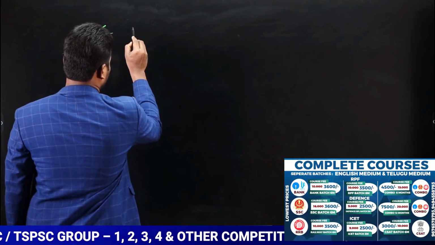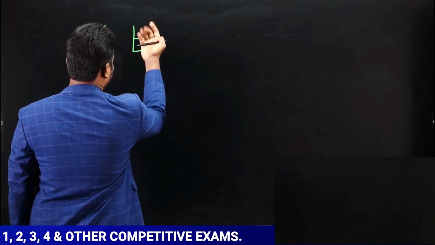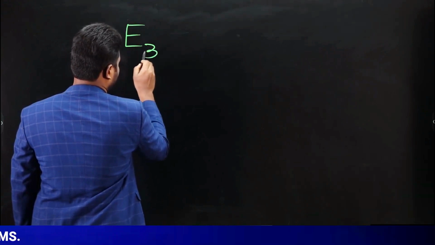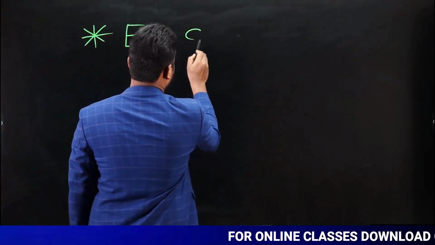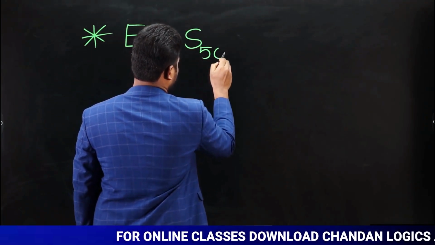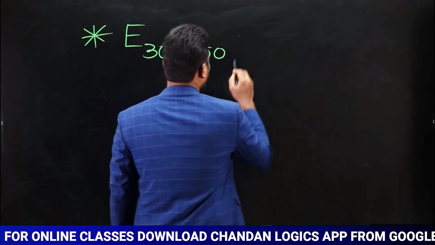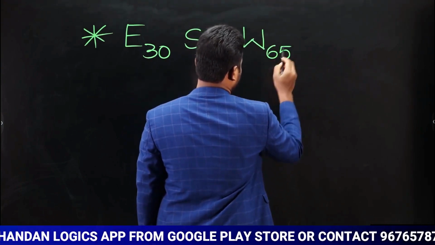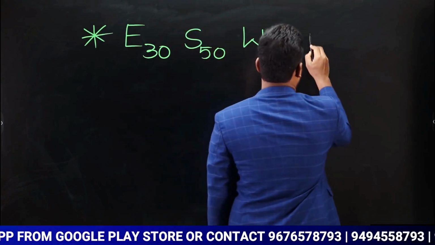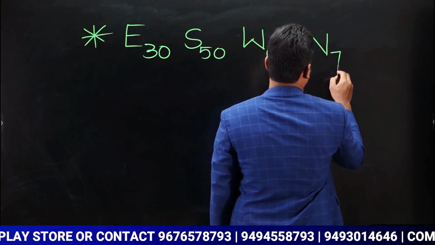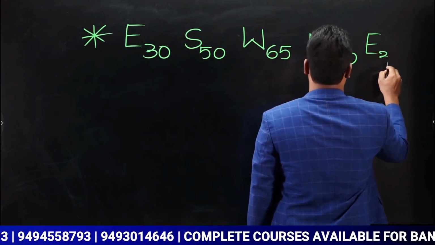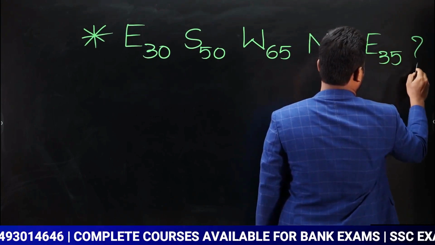Now if you observe, the question is, a person traveled towards east 30 meters, followed by south 50 meters, followed by west 65 meters, followed by north 70 meters, followed by east 35 meters.